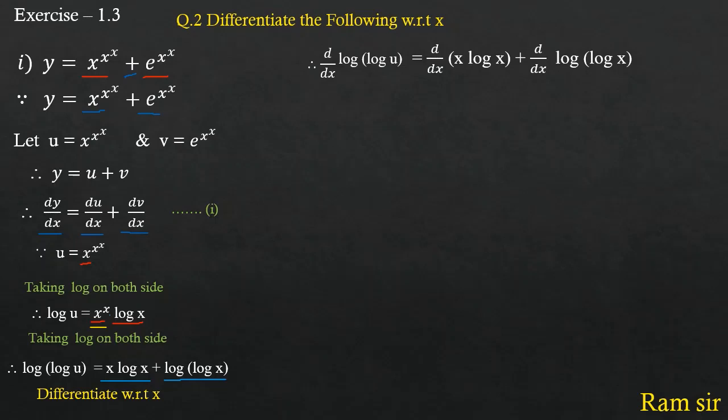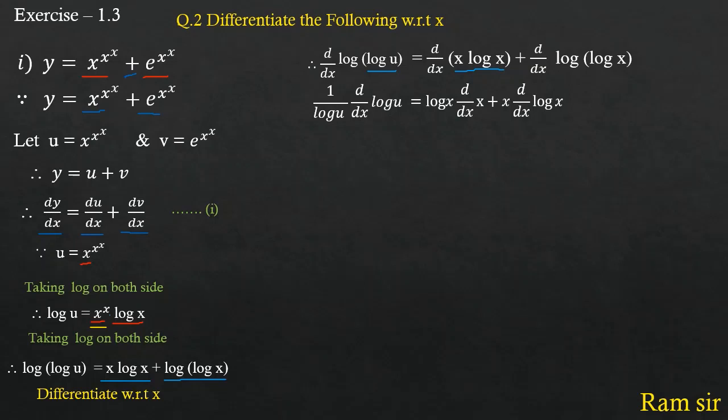Log का derivative is 1 upon whatever be the angle, so the angle is log u, so we will write 1 upon log u into d by dx of log u is equal to, when we take the derivative of x log x, they are in multiplication, so we have to apply u into v. So we apply u into v, we write the answer as log x as it is, d by dx of x plus x into d by dx of log x.